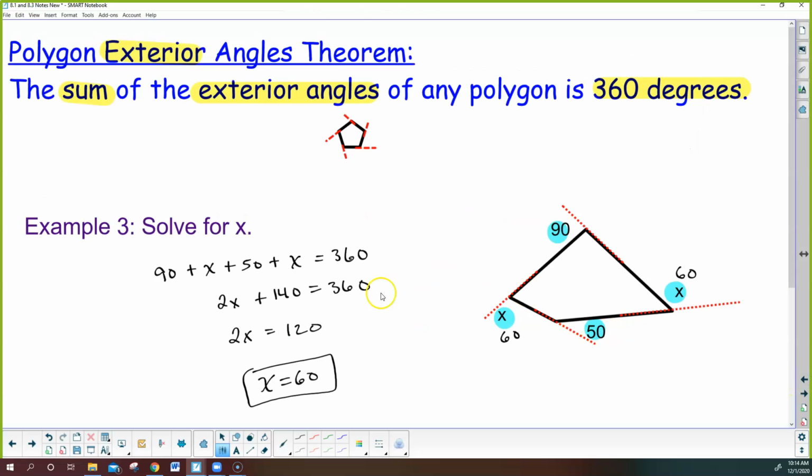So there's a really quick question here. Remember, when you are adding the x's together, x plus x is always 2x. If we were multiplying x times x, that would be an x squared. But since we're adding, it's just adding the like terms together. So it's just 2x plus 140.